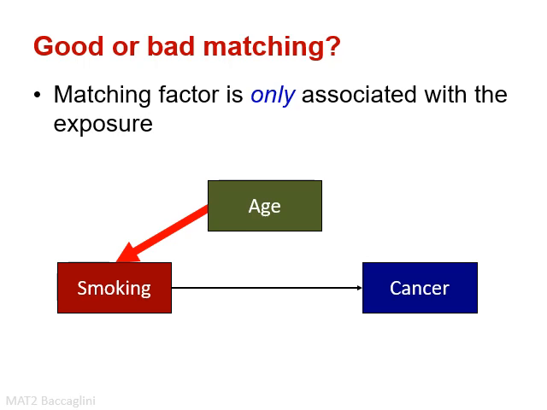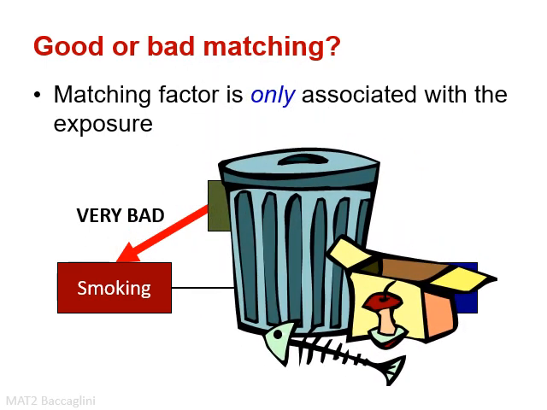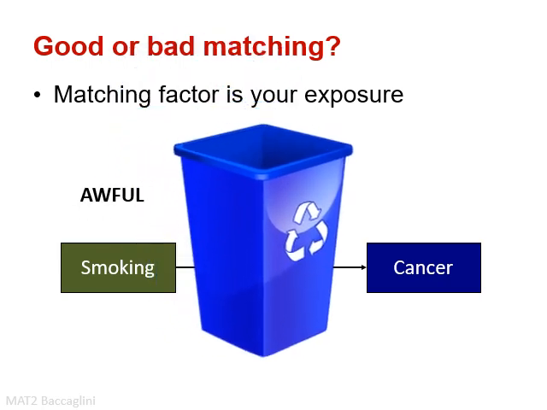What about in this case? The matching factor is only associated with the exposure. So here it would be an overmatching where we are really only introducing bias where none might have existed before. So this would be a very bad idea. What about if the matching factor is your exposure? This is an awful idea.